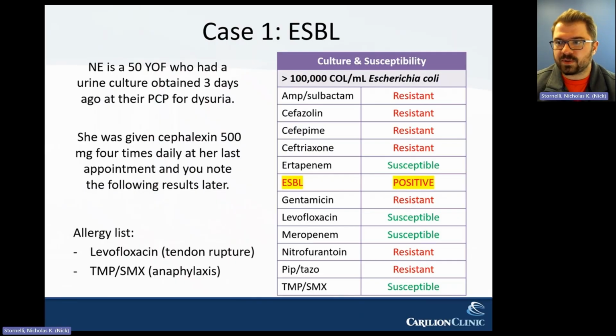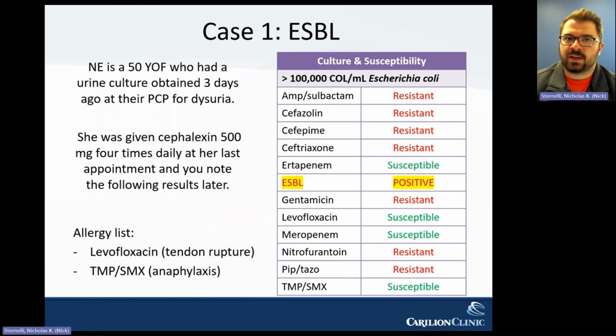I'm sure you're very familiar with our susceptibility reporting and how these show up and how you're identified to them. This is a 50-year-old female that has a urine culture obtained at your primary care office after coming in for dysuria evaluation, prescribed empirically cephalexin after the visit, and you note that the results have come up after.